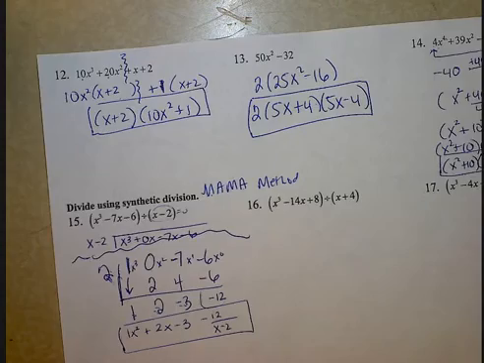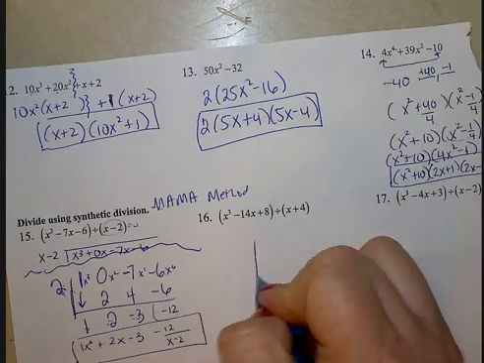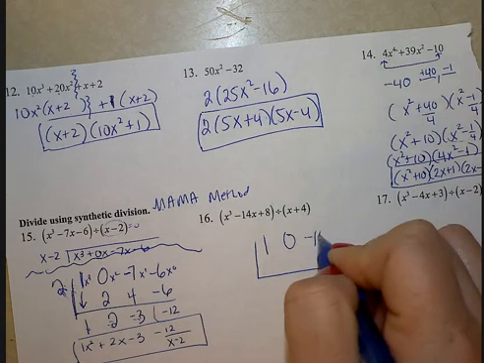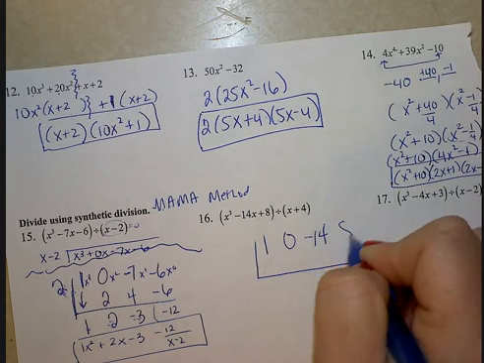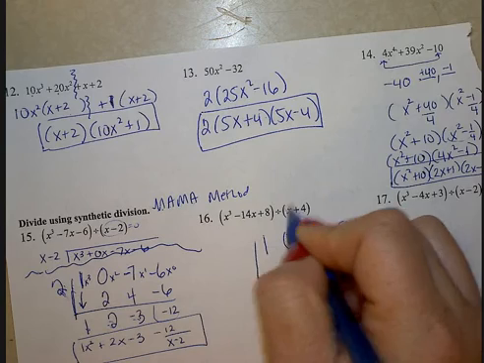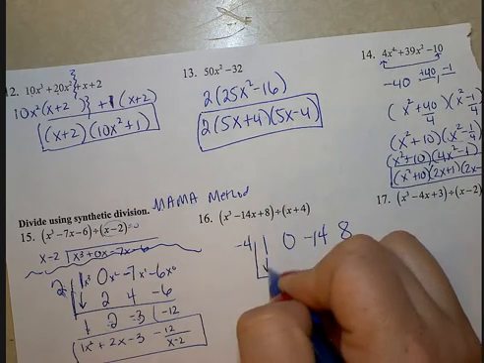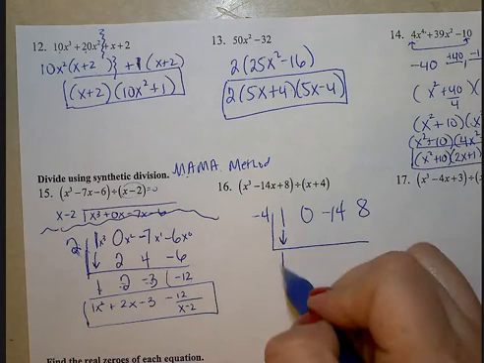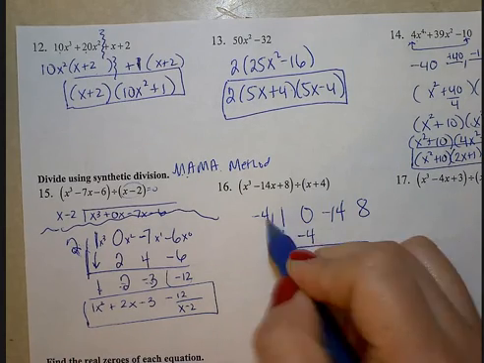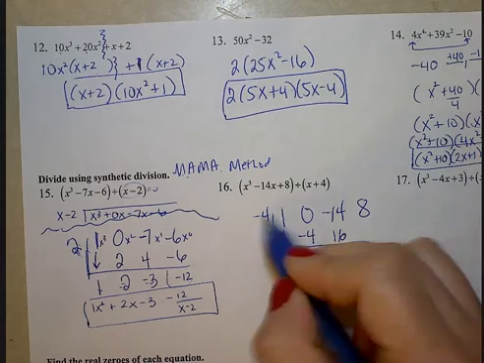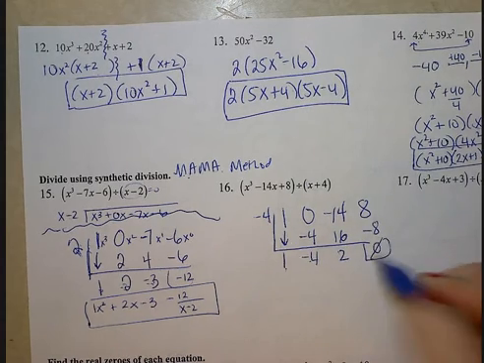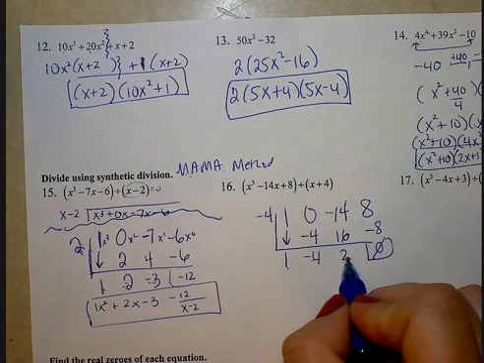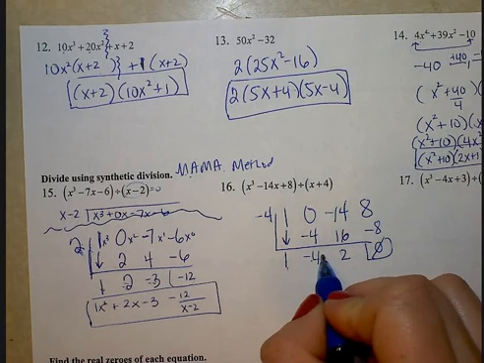Same concept. 1 for x cubed, nothing for x squared, negative 14 for the x, and 8 for the constant. What makes this equal to 0 is a negative 4. Bring down the first number before you start the MAMA method. Multiply, add down. Multiply, add down. Multiply, add down. Hey, this time it works out. It divides in evenly. So this is your constant. This contains an x and an x squared.